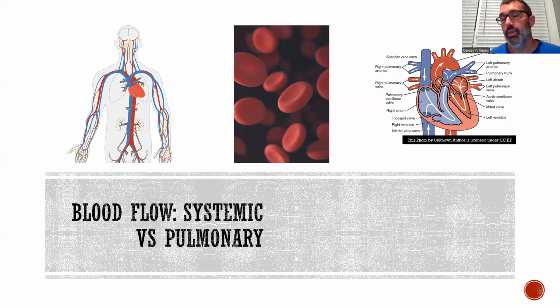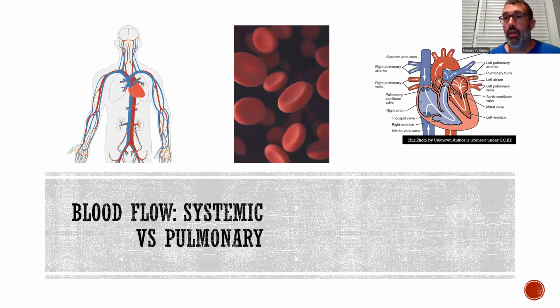So systemic vascular resistance would be a direct impact on the left ventricular afterload, or the resistance against which the left ventricle's got to pump. And then the PVR, pulmonary vascular resistance, would be a direct impact on the afterload, or right ventricular afterload, the resistance against which the right ventricle has to pump.